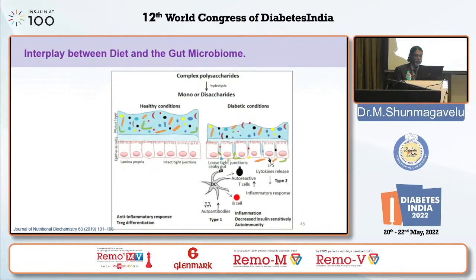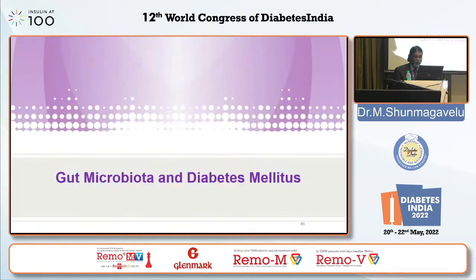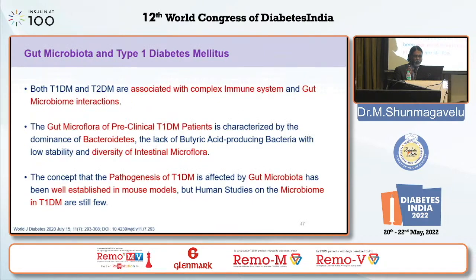So the interplay between diet and the gut microbiome with reference to healthy conditions, with reference to diabetic conditions, patients with type 1 as well as patients with type 2. So let us look into gut microbiota and its relation to diabetes. Type 1 and type 2 diabetes are both associated with complex immune system and gut microbiome interactions.